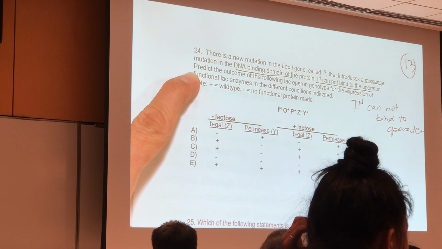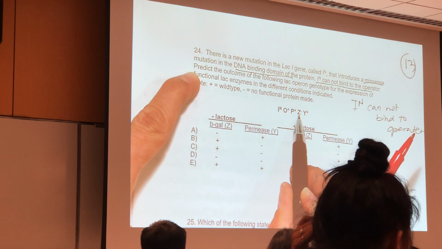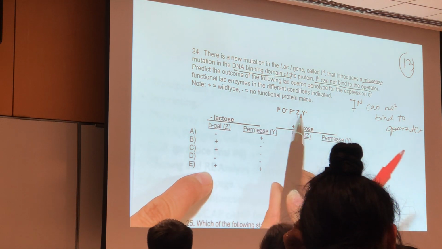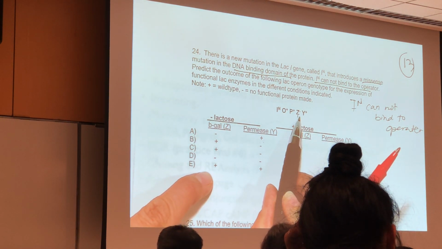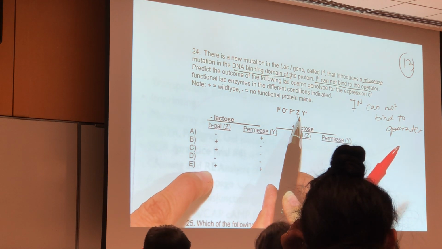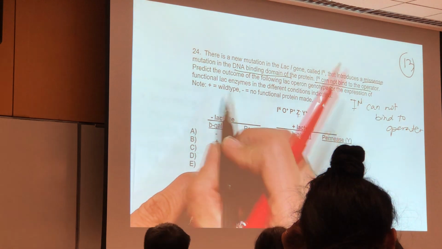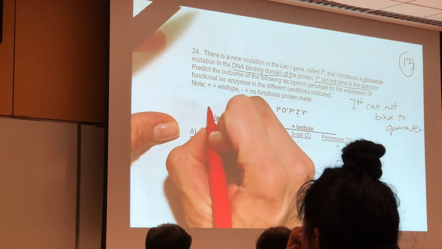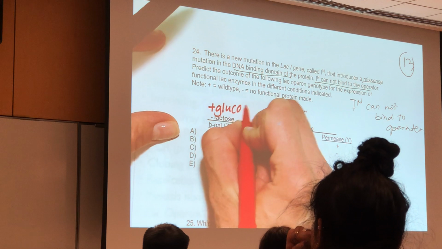Plus, plus, plus, plus. This has a null allele of the Z gene, so we would get no Z, so it would actually be minus, plus because of the null allele of the Z gene here. Right? Okay. So the answer to this is A. What would this look like if now in this condition we had glucose?